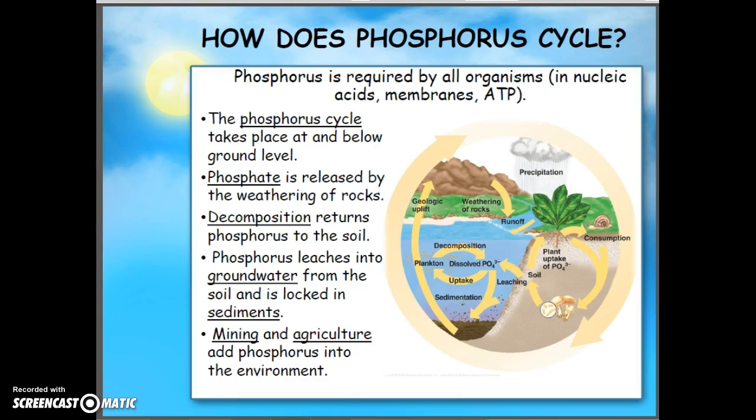The phosphorus cycle either takes place at or below ground level. We have phosphate that will be released by different rocks that have gone through some weathering. They decompose, and that returns the phosphorus to the soil. The phosphorus then gets into the groundwater and is locked into different sediments. Mining and different agricultural practices add phosphorus into the environment based on the chemicals that they're using.